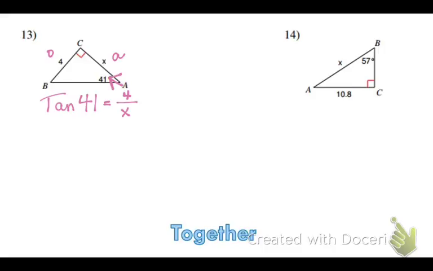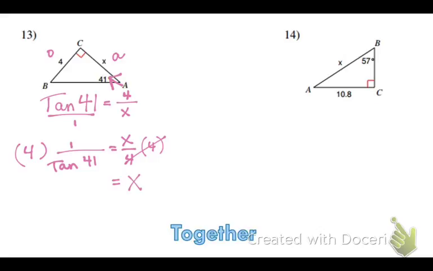So solving-wise, you can't multiply both sides by 4, so I taught you a little trick. Flip both sides. So 1 over tangent of 41 equals x over 4. What is this 4 doing to the letter x? Dividing. What's the opposite of dividing? Multiplying. So you're going to multiply both sides by 4. On the right, the fraction will cancel out.